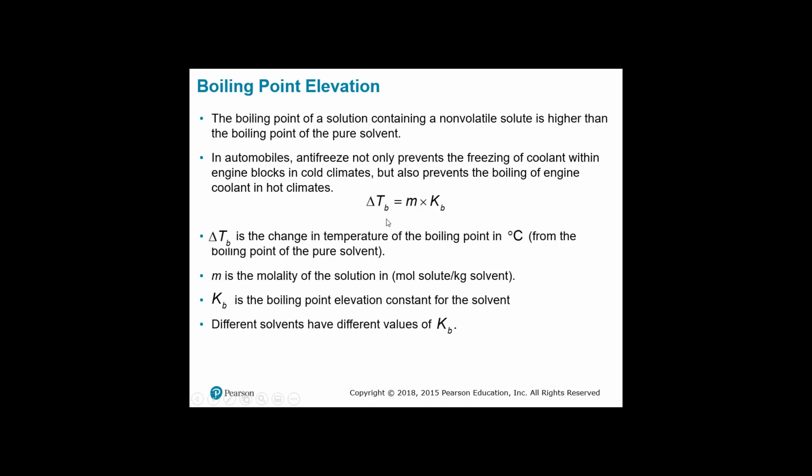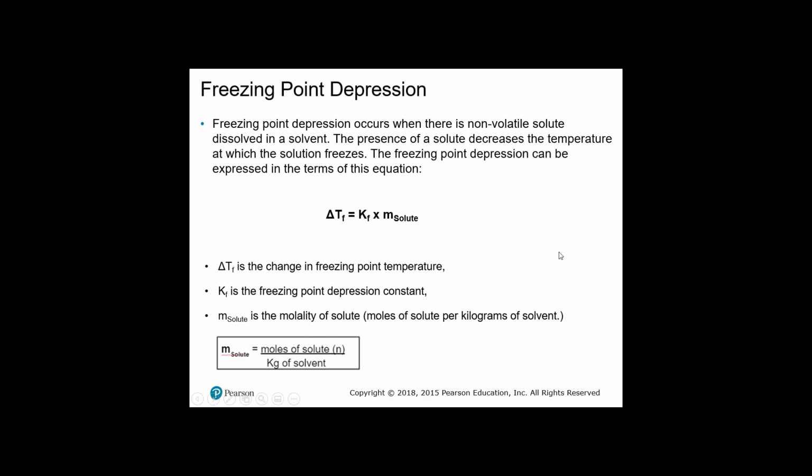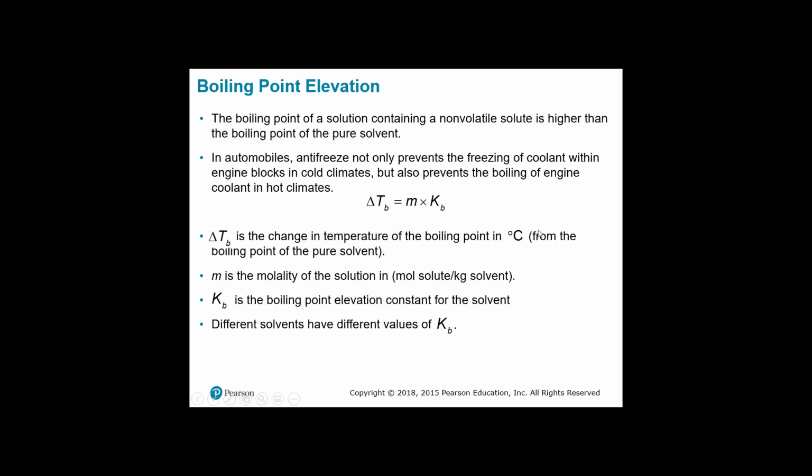We're going to use something similar. The last one was an F; now it's with a B for boiling. It goes through the same motions as what we just did with freezing. You just have to understand whether you're looking at boiling or freezing. Again, this is the change in boiling point in Celsius from the boiling point of the pure solvent. That's why we have to subtract. m is the molality, KB is a constant, and it's different for all solvents.